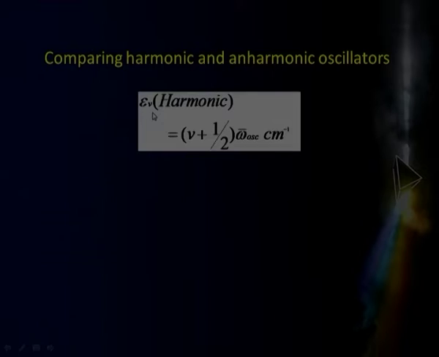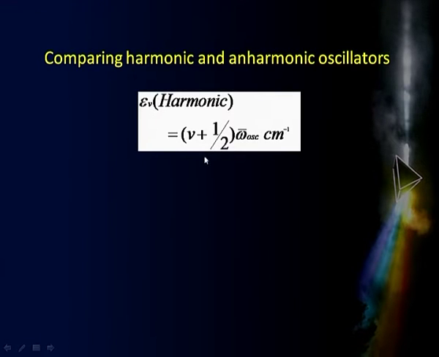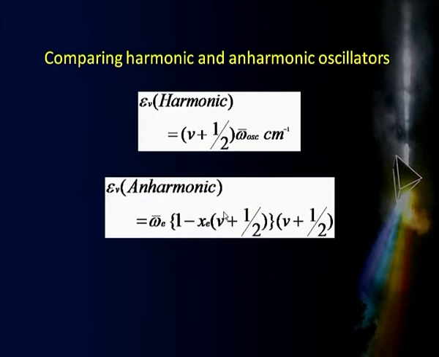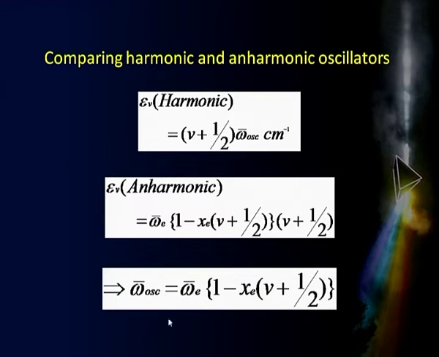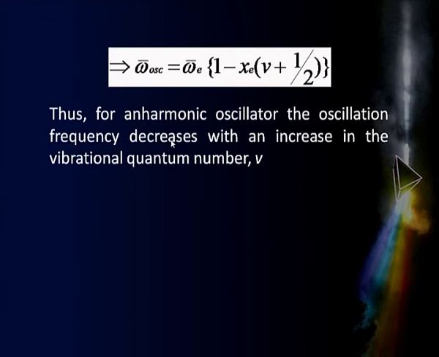Now, let's try to compare what kind of expressions we get in the two cases. One thing we see is our energy in case of harmonic oscillator was (V plus half) omega oscillation, whereas in case of anharmonic oscillator it is omega E (1 minus x e (V plus half)) and so on and so forth. If I compare, I find that omega oscillation happens to be omega E (1 minus x e (V plus half)). What does it mean? Our vibration frequency is decreasing as V is increasing, x e happens to be the correction term in that. So, oscillation frequency decreases with the increase in the vibration quantum number, that is V.